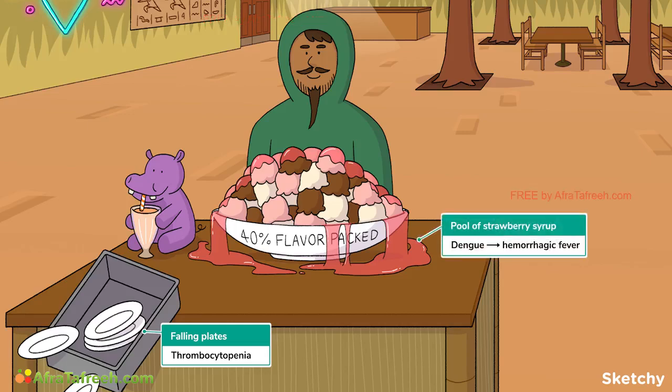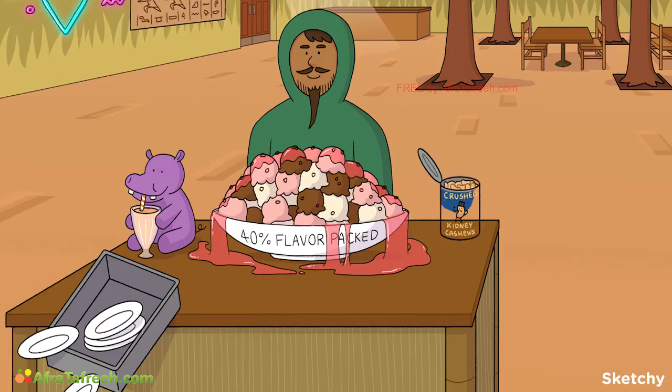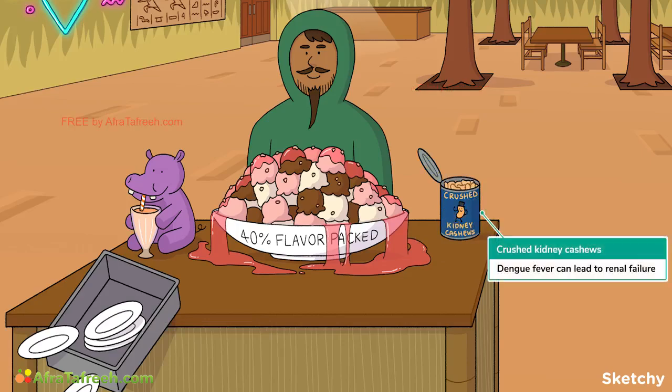And without enough platelets, the risk of significant bleeding climbs, represented by that pool of strawberry syrup. In other words, dengue fever is a type of viral hemorrhagic fever, much like Ebola, Marburg, and yellow fever, which we'll get to in a moment. You may also notice our topping of crushed kidney cashews. This is to help you remember that renal failure is one of the more serious complications of dengue fever. Eventually, dengue can lead to septic shock and death.